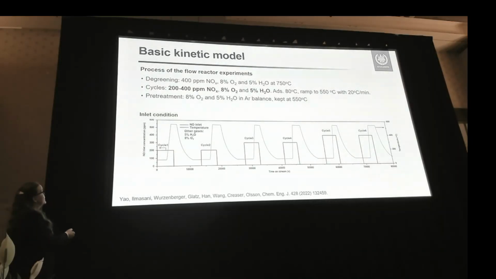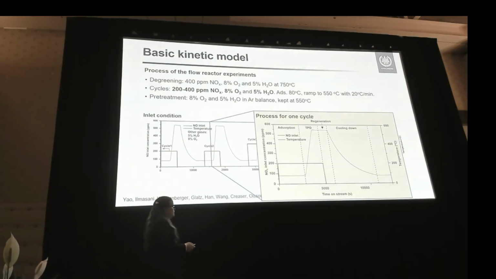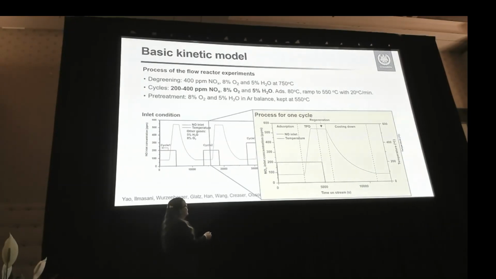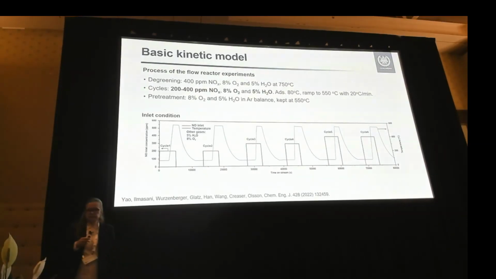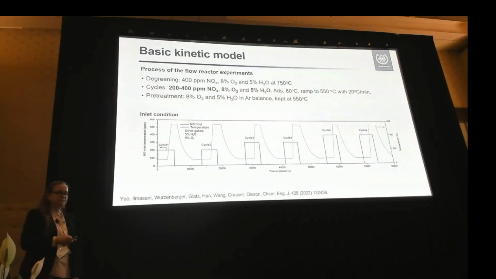Then the experiment is shown here. If you look at the magnification here, this is a temperature programmed adsorption experiment. At 80 degrees, we add NO together with 8% oxygen and water. Then we increase the temperature in the same test atmosphere, and then we have desorption, and then we cool down. We do this multiple times with different NO concentrations, as you can see, first with 200, 300, 400 ppm.